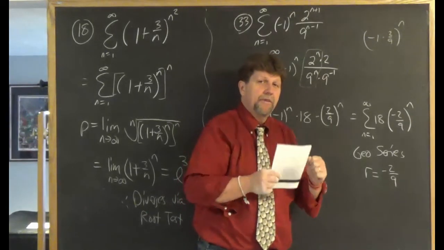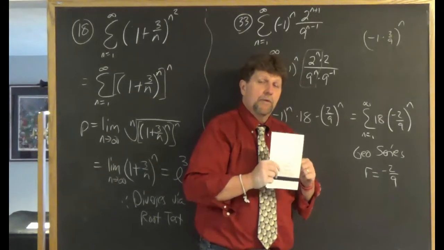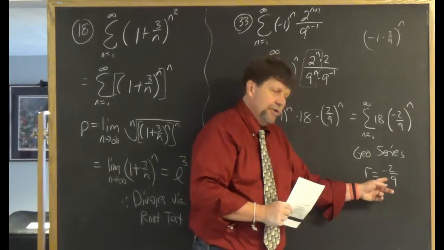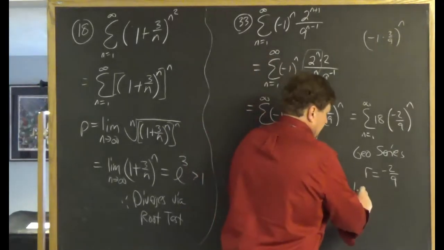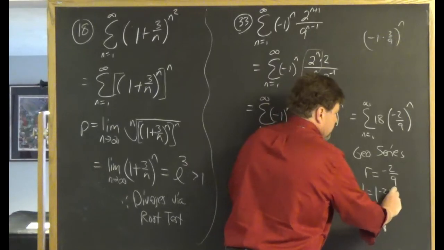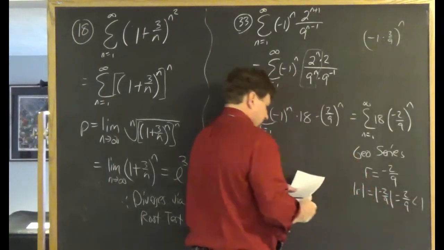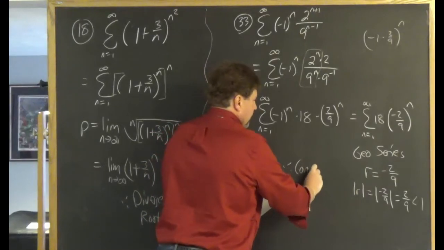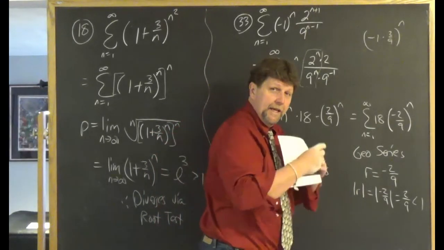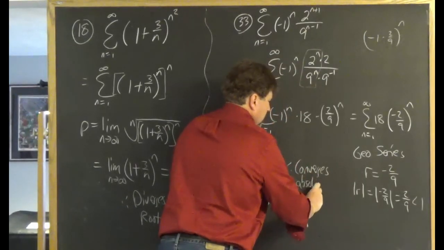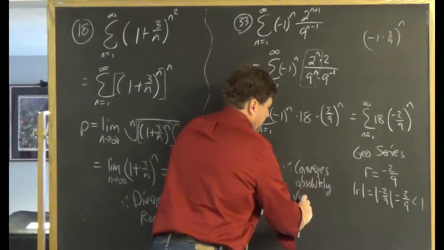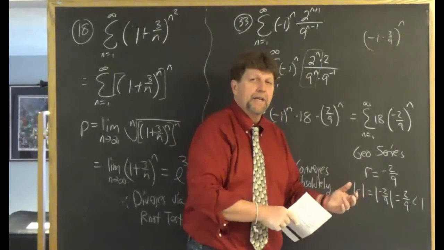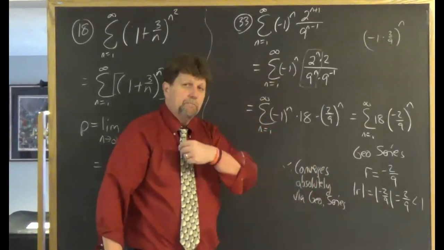If the absolute value of R is less than 1, we know the series converges. The absolute value of R is the absolute value of negative 2/9, which is 2/9. That's definitely less than 1, which tells us this series converges, and more importantly, it converges absolutely, because it's a geometric series. That geometric series that we learned way back at the beginning of the chapter kind of had that absolute convergence built into it already.